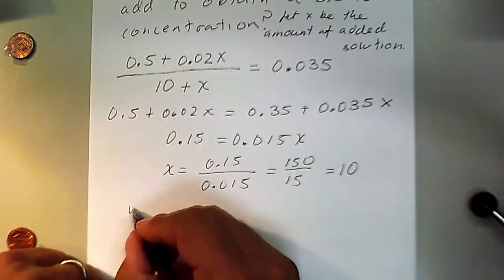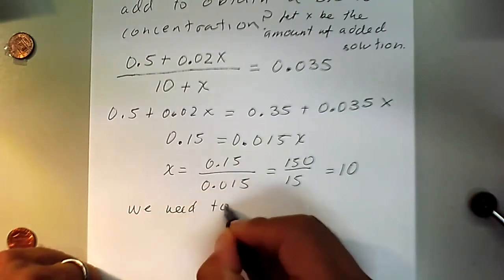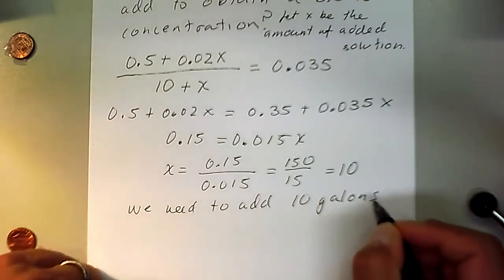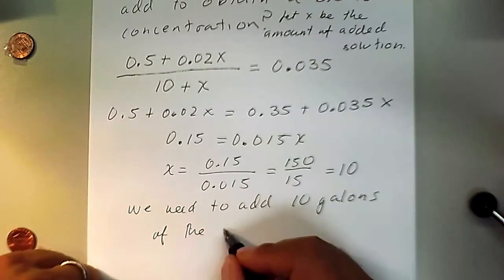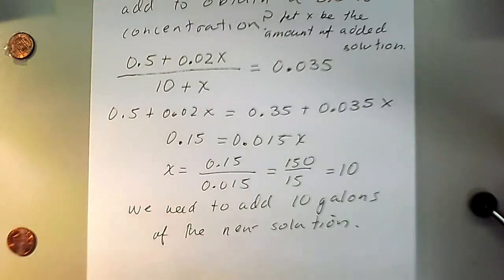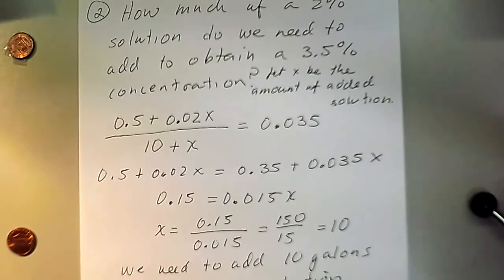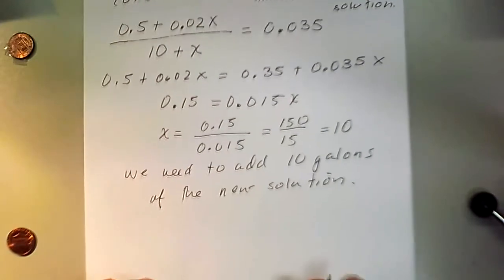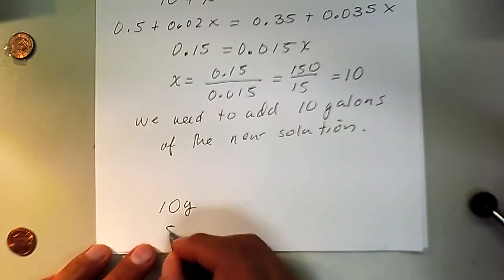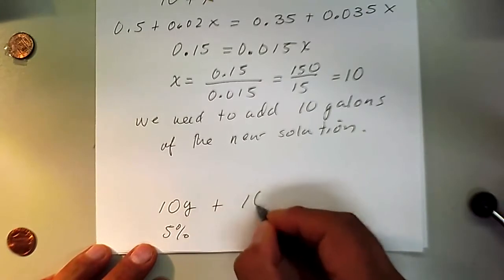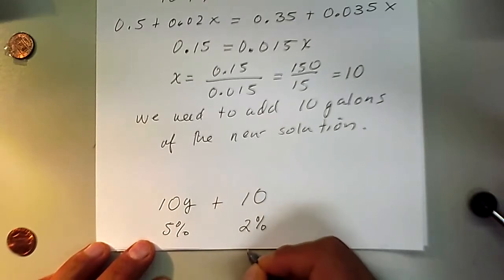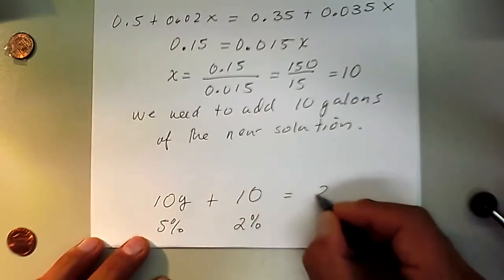So we need to add 10 gallons of the new solution. Yeah, so we need to add 10 gallons. Now, the original solution had a 5% concentration. So this is interesting. We have 10 gallons at a 5% concentration. We're going to add 10 gallons at a 2% concentration, and that's going to give us 20 gallons.